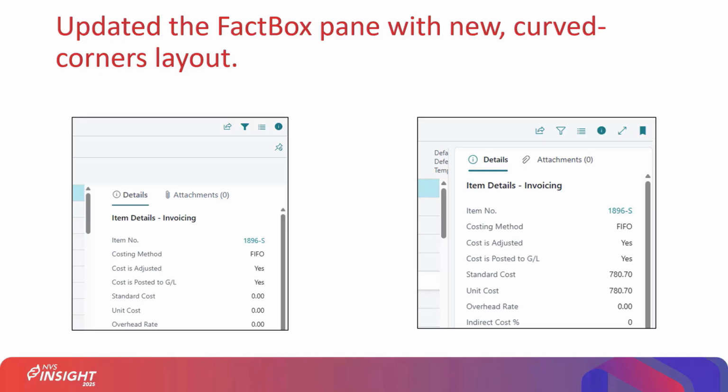The fact box pane has new curved corners as the layout, and you can see that it separates the fact box from the rest of the screen. In addition, we can now resize those fact boxes. So on the left is the current fact box look, and on the right is the new fact box look.